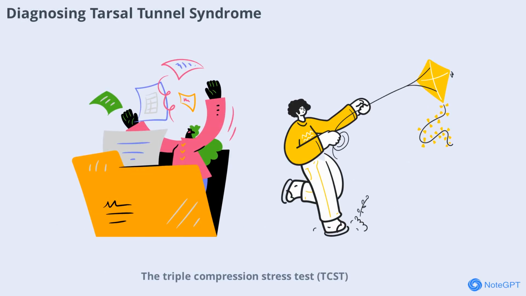Triple compression stress test, TCSD, also known as the dorsiflexion aversion test, is a valuable diagnostic tool for tarsal tunnel syndrome. This test involves dorsiflexing the ankle, averting the foot, and applying pressure to the tibial nerve, with symptom reproduction indicating a positive result. Additional diagnostic tools include X-rays, ultrasound, CT scans, MRI, and electromyography, which help confirm the diagnosis and differentiate TTS from other conditions.